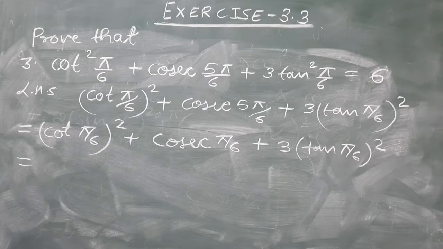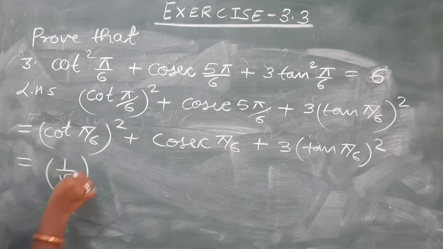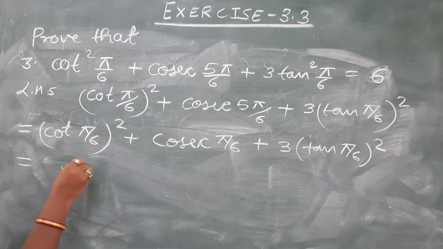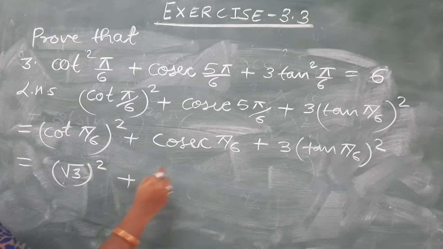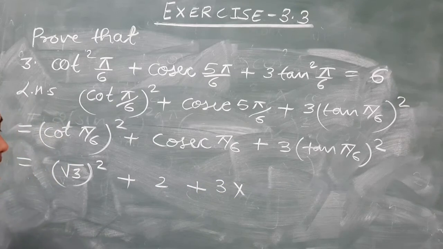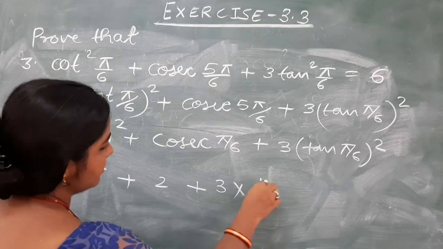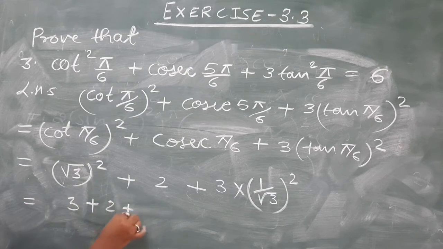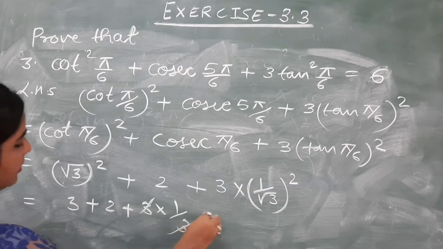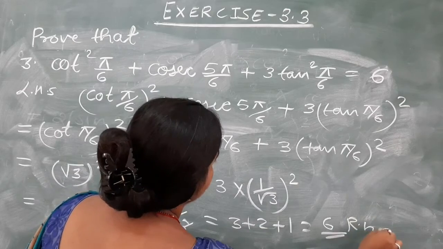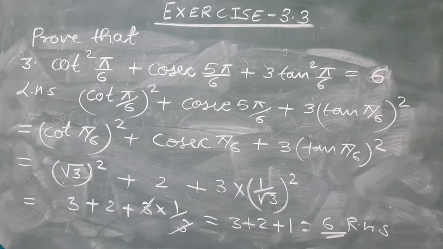So cot pi by 6, that is root 3, and whole square. Sorry, it is root 3 whole square plus cosec pi by 6, that is 2, and tan pi by 6, that is 1 by root 3, then square. So 3 plus 2 plus 3 into 1 by 3. So we are getting here 3 plus 2 plus 1. So we are getting RHS. RHS is 6.